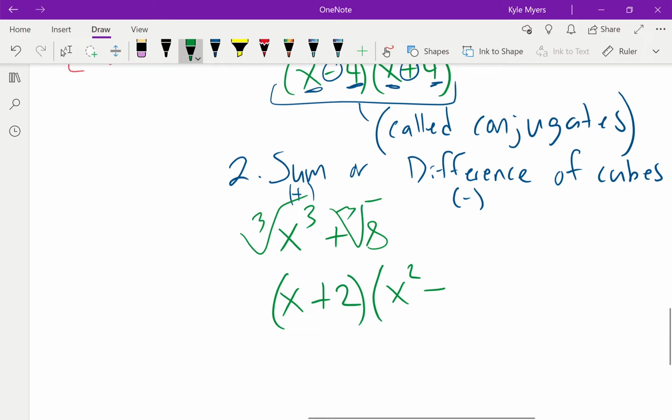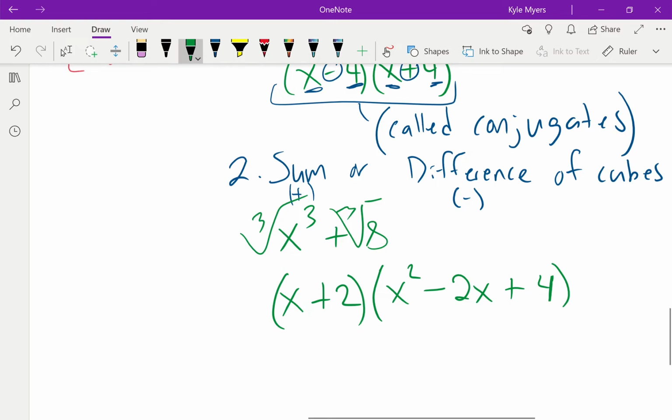Whatever this sign is, the opposite. So 2x, and then square this next. So square the first thing, multiply them by each other, and square the last thing. Plus 4. This is always plus because whatever this sign is going to be multiplied by this. So if this is plus, it's not going to change the sign. That's the reasoning behind that.